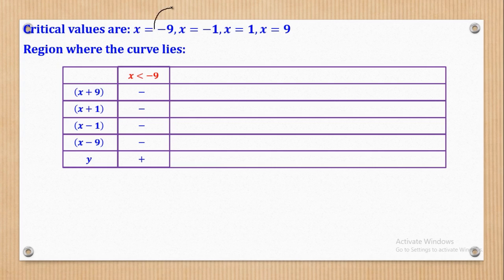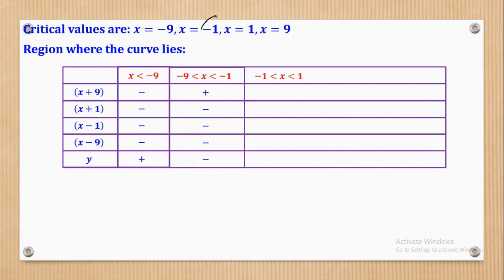The next is between this and this, so the inequality is that. And the value can be, what can we use? Let's use negative 5. Put negative 5 here, it is positive, put it here, negative, put it here, negative, put it here, negative. So in the end, you come up with a negative.